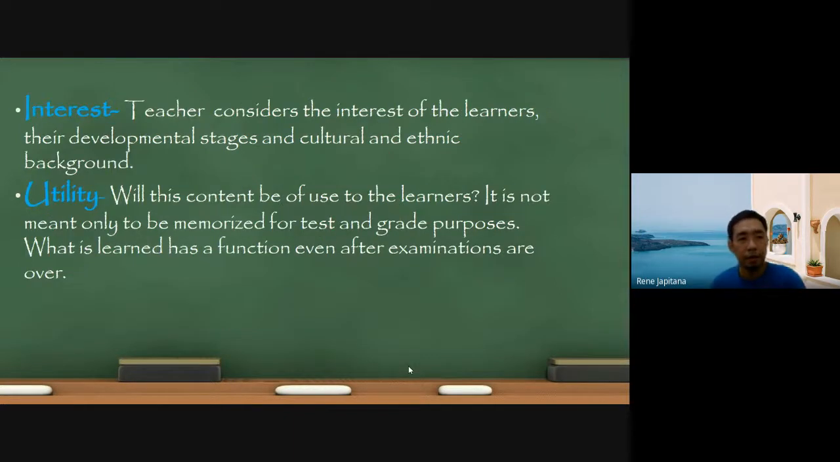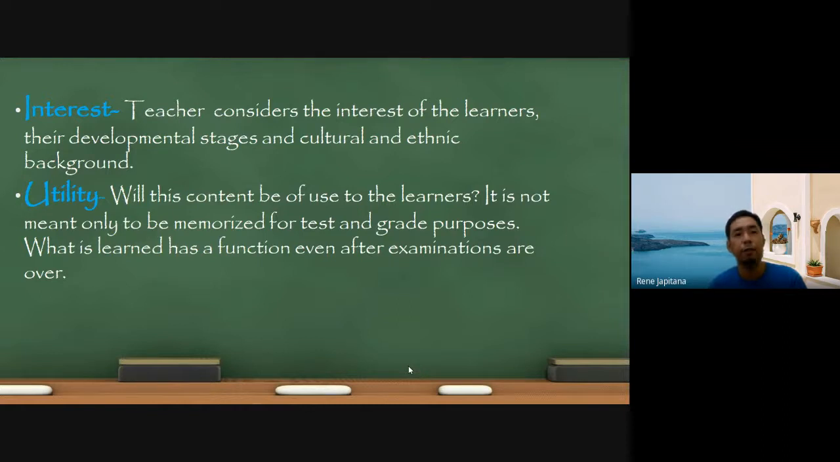Okay? The next one is interest. As a teacher, we need to consider the interest of our learners. What makes them interested? What lessons or strategies are we going to use, what learning experiences or activities could we offer our learners for them to be interested? Teachers should consider the interests of learners, their developmental stages, and cultural and ethnic background.